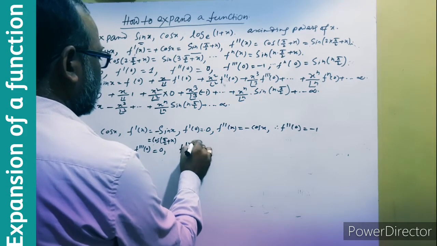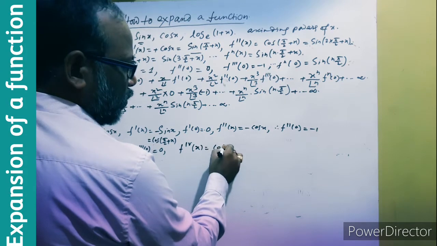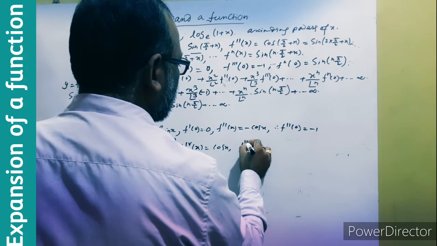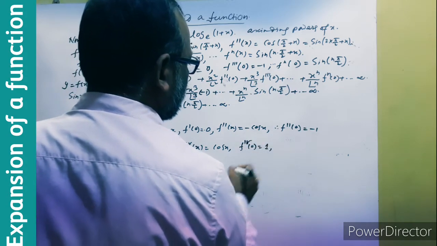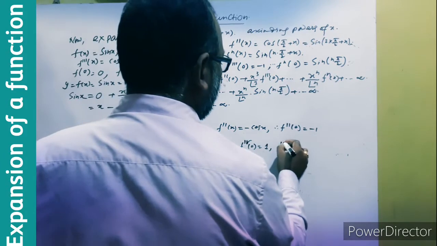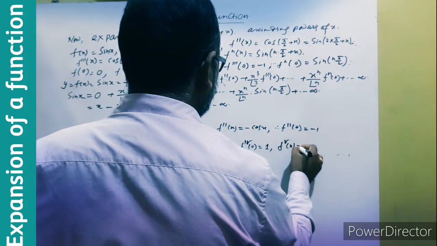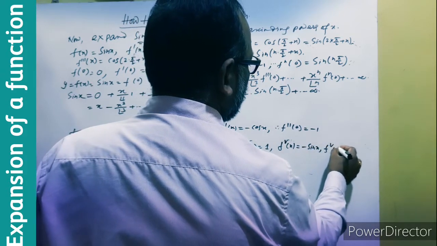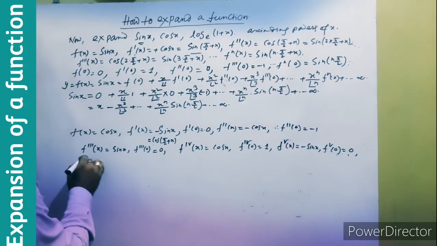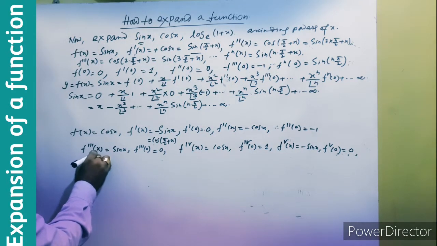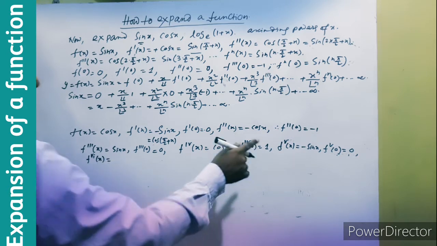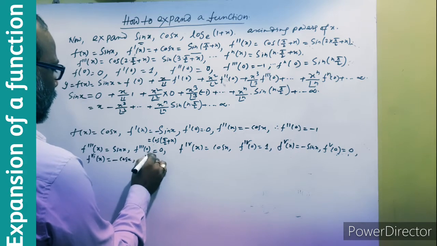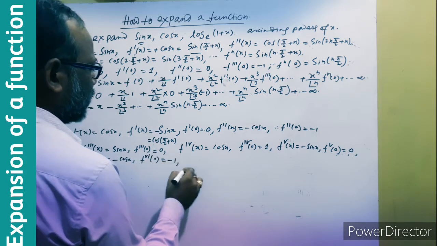And the fourth order is cos x, which at 0 is 1. Again the fifth order is minus sin x, again 0. And the sixth order: the derivative of sin x is cos x, so this is minus cos x. Therefore, at 0 we get minus 1.